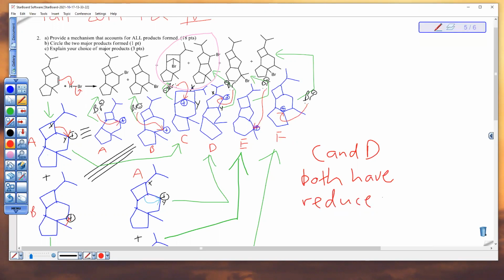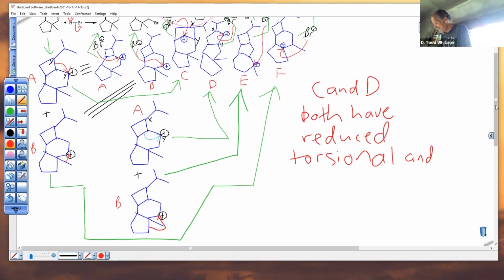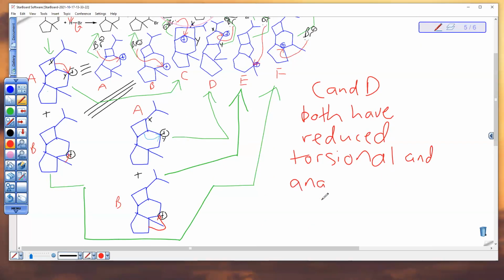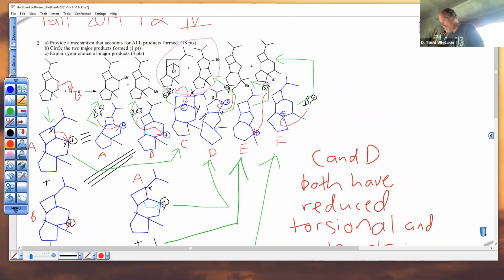Torsional. Yes. Torsional, and that's because of eclipsing, but you don't have to say that. And what's the other strain? Angular. Yes, I'll take angle or angular. Angle strain. And that's part of your explanation for why you circled the products that came from C and D. And so that would be your answer to C.